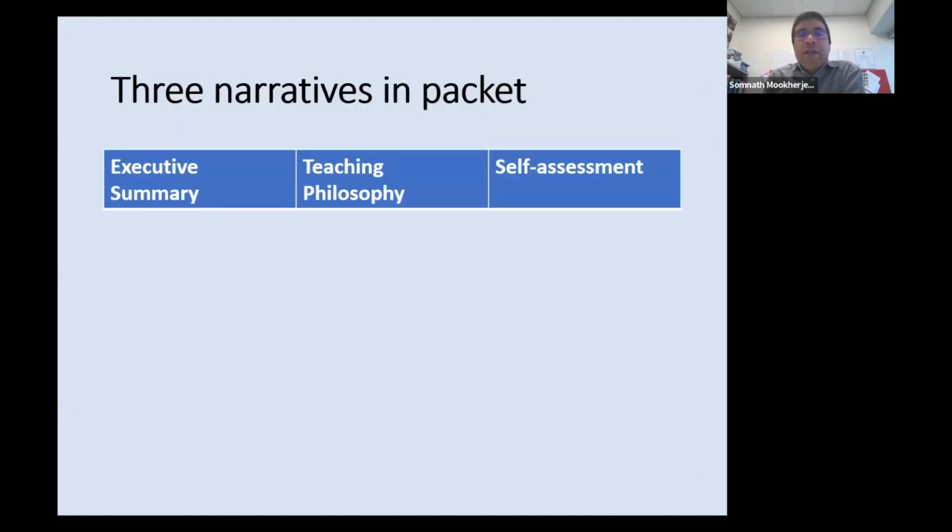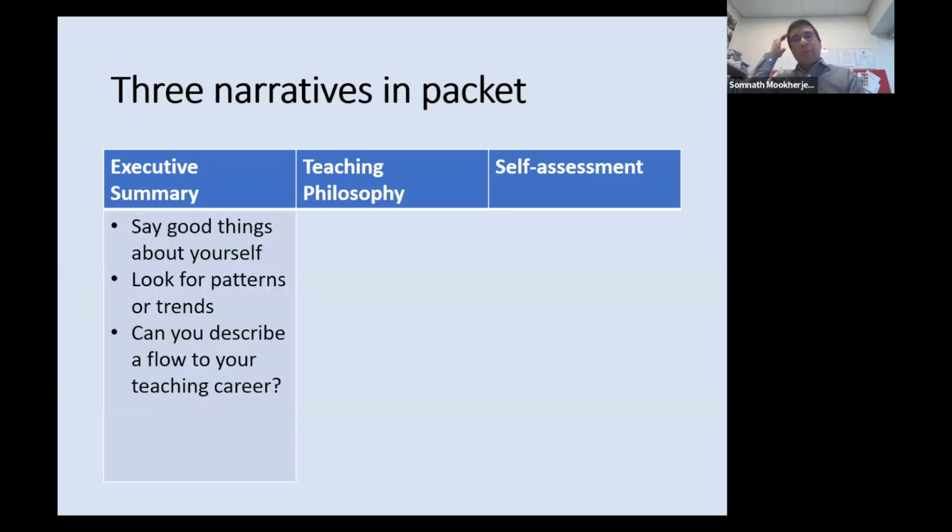As I said, there are three narratives in your promotion packet, and two of which go into your teaching portfolio. The two that go in your teaching portfolio are the executive summary and the teaching philosophy. So I'll spend a minute talking about these, and I hope to talk about them in a way that helps you think about what you might write for each of these yourself. The executive summary goes at the beginning of the teaching portfolio. This is about a page where you summarize your professional life as a teacher. It's important to say good things about yourself.